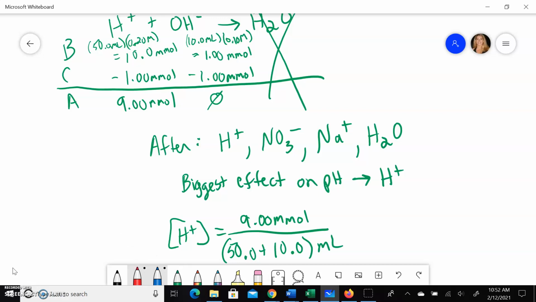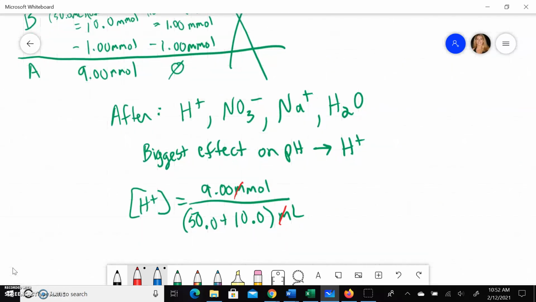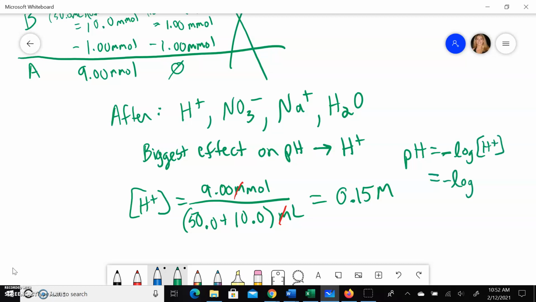And the convenient thing about milli is that millimoles and milliliters cancel out. So it's just going to be moles over liters. So as long as you do both of them in the milli, it will work out perfectly. And that gives us a concentration of 0.15 molarity. And then we can just take the pH. So our pH here is 0.824.